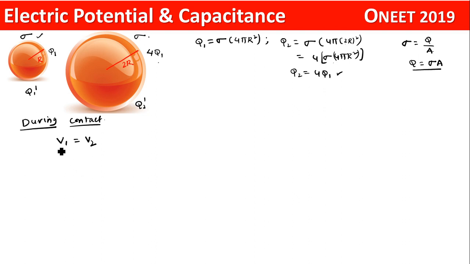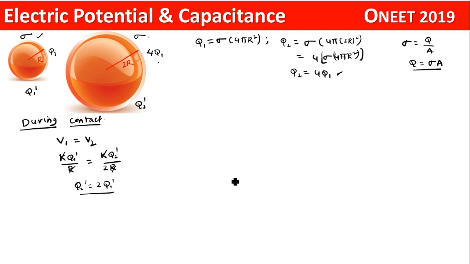If Q1 dash is the charge on the first sphere, the potential on it is k Q1 dash divided by r, where r is the radius of the first sphere. The potential on the surface of the second sphere is k Q2 dash divided by 2r, because its radius is 2r. Now k gets cancelled, and r gets cancelled, so Q2 dash is equal to 2 times Q1 dash. So now you have a relation between Q2 dash and Q1 dash.